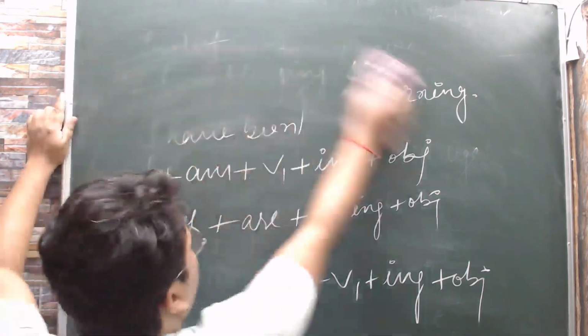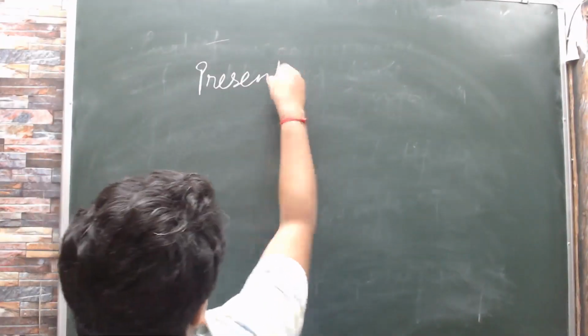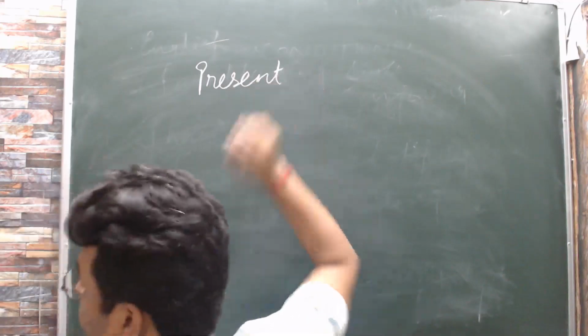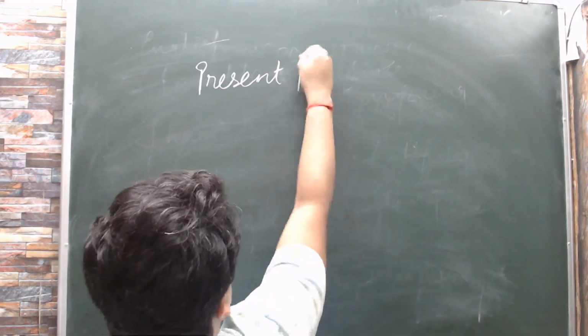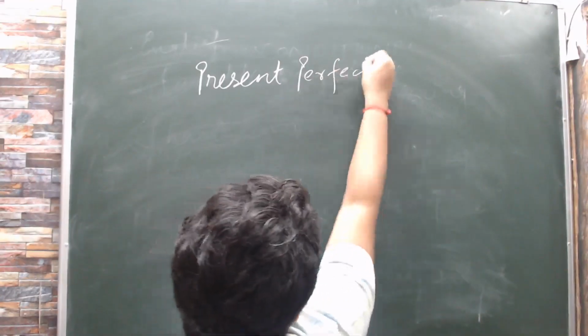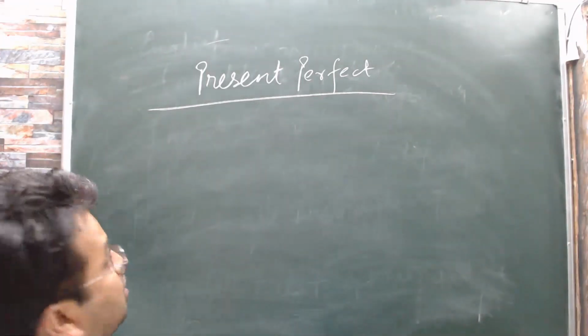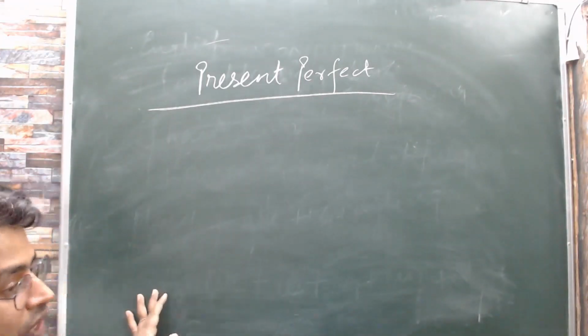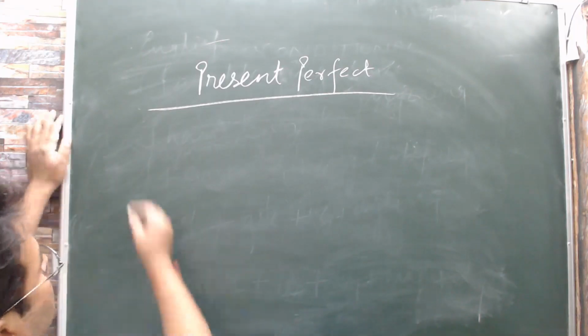Now move to the present perfect. Okay, and see, all of these sentences are active sentences. We need to make them passive if we change the voice. So the sentences which I wrote here, all of these are active, where the subject is doing some work.